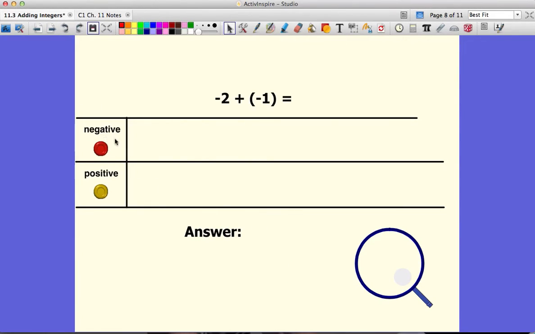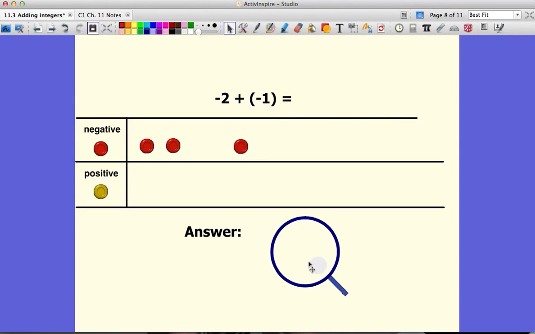Right, you can go ahead and try negative 2 plus negative 1 on your own. When you come back, we'll go over your answer. So negative 2 plus negative 1, I have 2 red chips plus 1 red chip. Since they're all the same color, there's no cancellations. So I know that my answer has to be a negative 3.